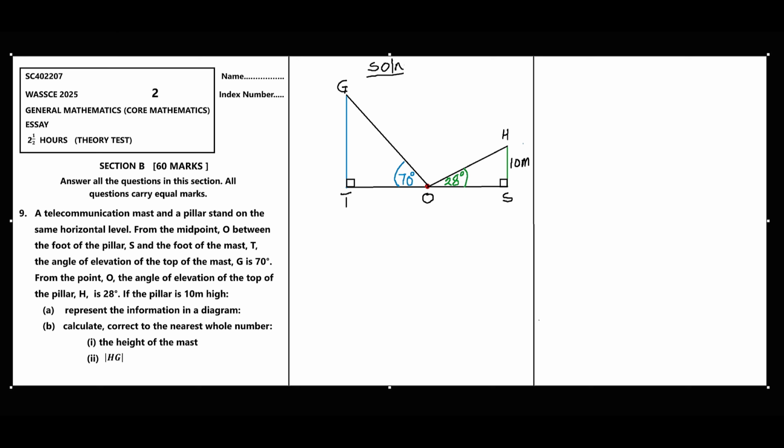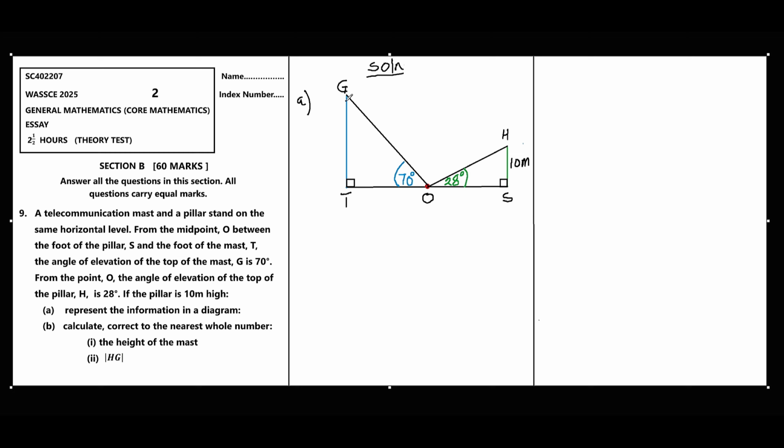So A says we should represent the information on the diagram. That is what we have already done. Now B. So B has two parts, I and II. The I part says we should calculate the height of the mast. So we could see that we have two right angle triangles. So there is one right angle triangle. We also have another right angle triangle. So from the bigger right angle triangle, that is where we can find the height of the mast.